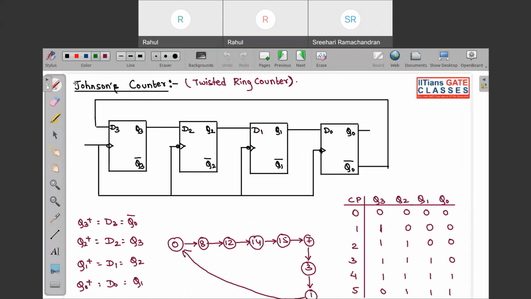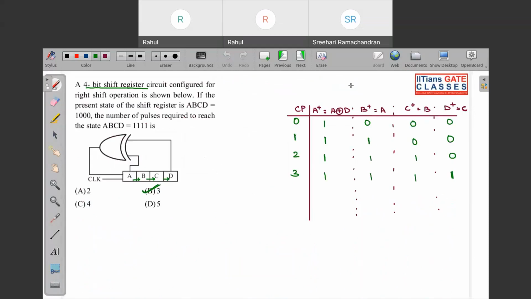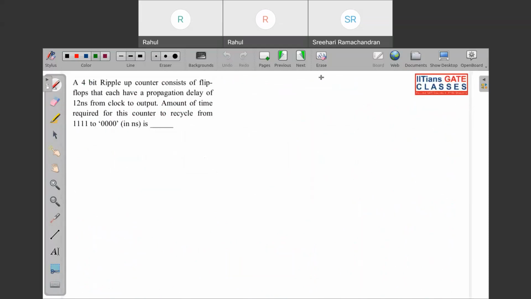So this counter is also written as ripple up, Johnson counter or twisted ring counter. So now solve. Ripple up counter has nothing to do with the ripple counter. Ripple counter is the normal shift register, and ripple up is your twisted ring counter. Okay, okay.